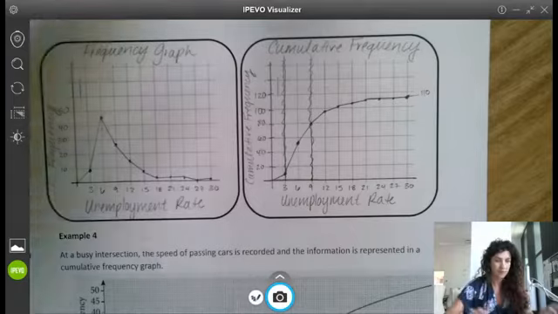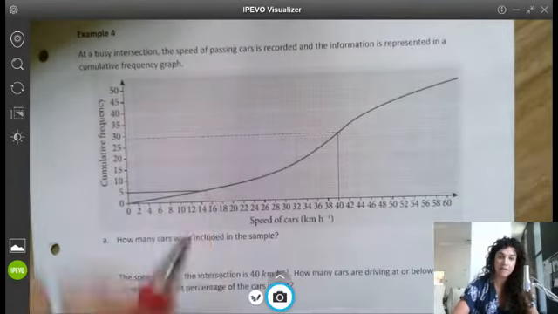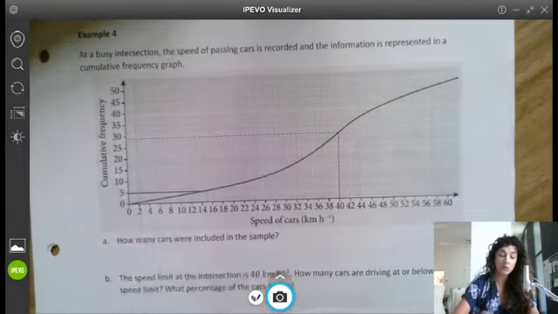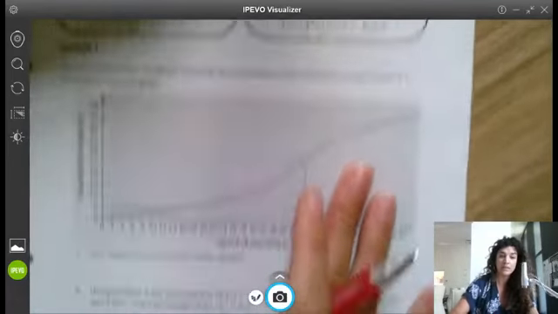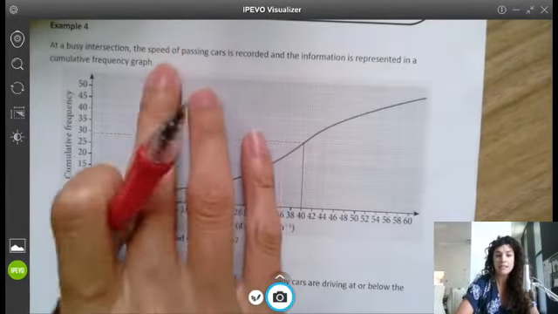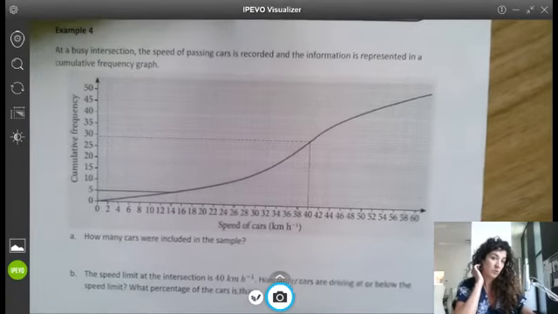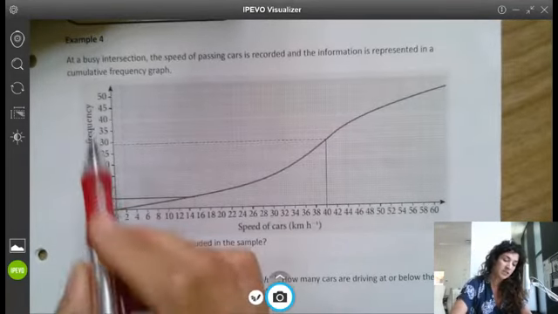Okay, let's go ahead and practice. We've got a few examples. We have a cumulative frequency graph here. If we're trying to figure out where the bulk of our data is, first of all, we're talking about the speed of cars. At a busy intersection, the speed of passing cars is recorded, and the information is represented in a cumulative frequency graph. So we've got speed of cars and cumulative frequency.